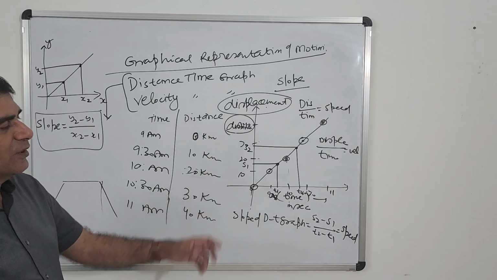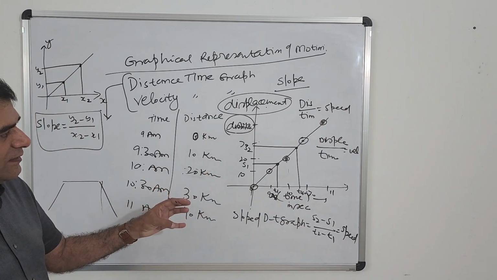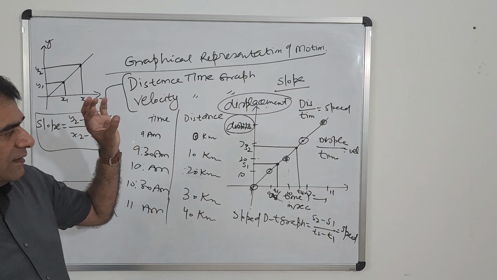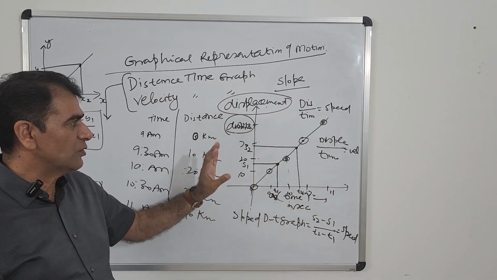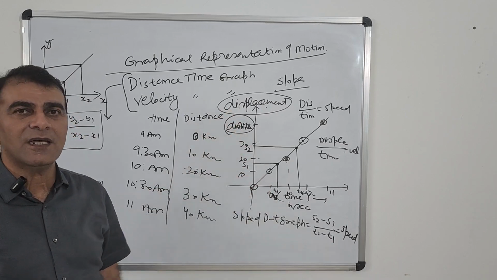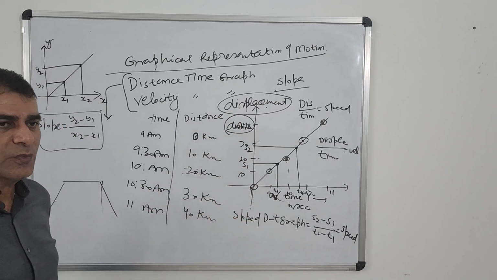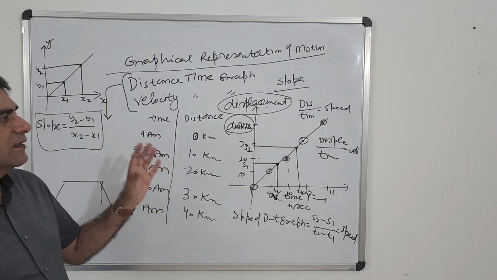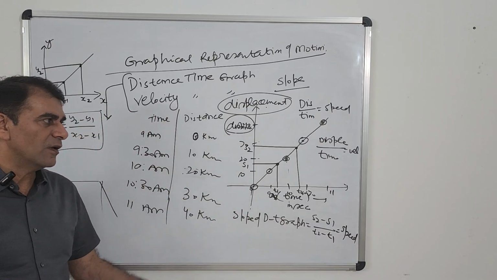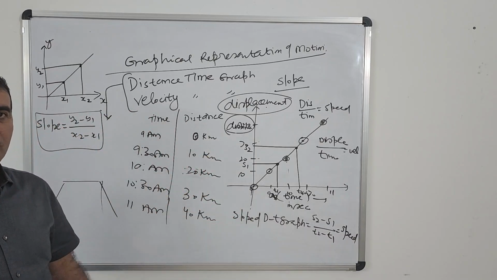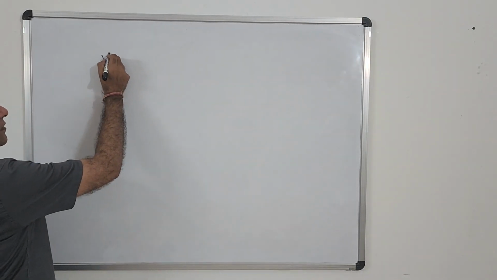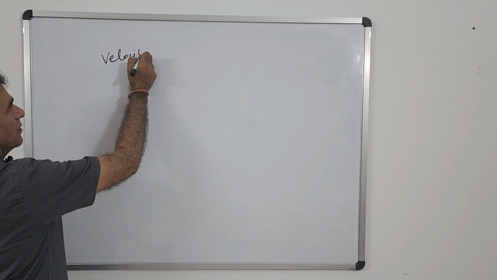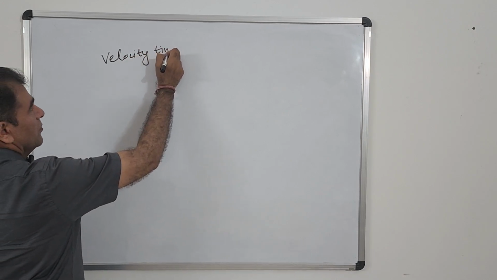So this is the beauty of a graph, that you can find speed or velocity from a distance time graph or displacement time graph by finding its slope. The slope of any distance time graph will give you the speed of that object. Okay, so our next topic is the velocity time graph.